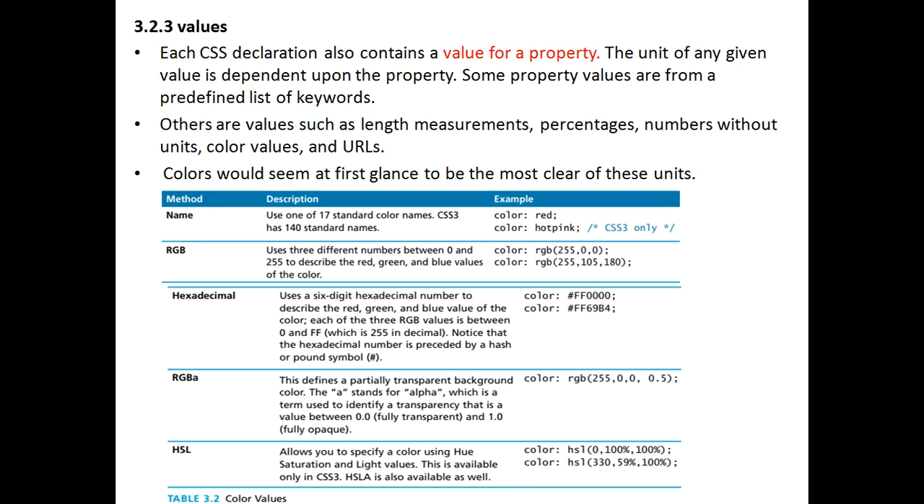What are values? As in the example, color colon red or blue, red or blue is the value. Clear? Each CSS declaration also contains a value for the property. The unit of any given value depends upon the property. Some property values are from a predefined list of color keywords, like red, which is predefined. Other values are length, measure, percentage, numbers without units, color values, and URL. Some are predefined, others you can give your own values.